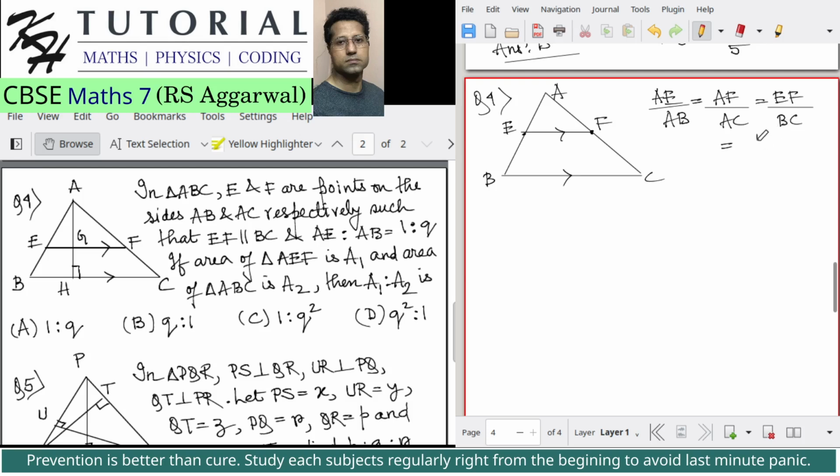Now AE by AB is given to be 1 by Q. It is given in the problem. And it is given that the area of triangle AEF is A1 and the area of triangle ABC is A2, and we have to find what A1 is to A2. Now, how do we find A1 and A2? No dimensions are given, only that AE by AB is equal to 1 by Q.